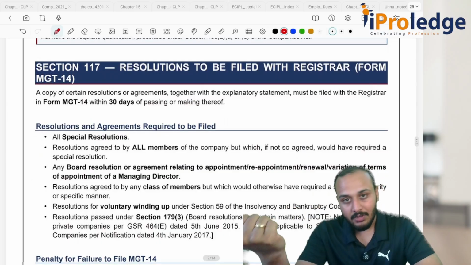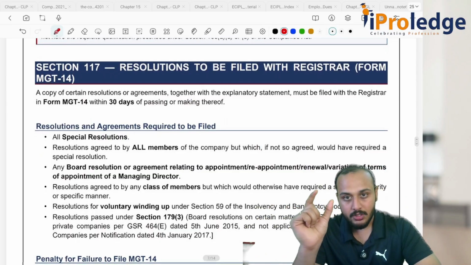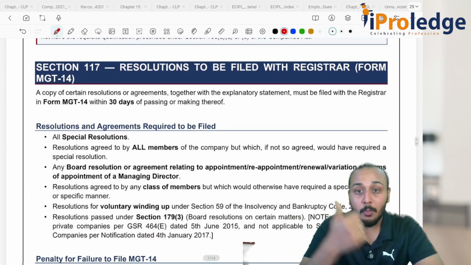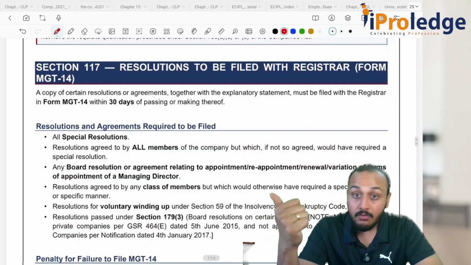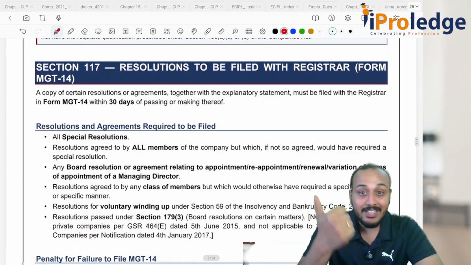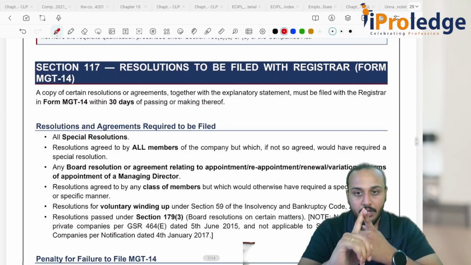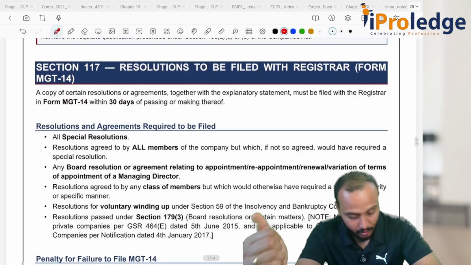That is under section 117. Why? There are certain specific resolutions which you are passing at the general meeting, which need to mandatorily be filed by the company with the ROC. In which form? MGT 14. Within how many days? Within 30 days. Within 30 days from what date? From the date of resolution. Quickly remember MGT 14, timeline 30 days. 30 days commences from the date of passing of the resolution.